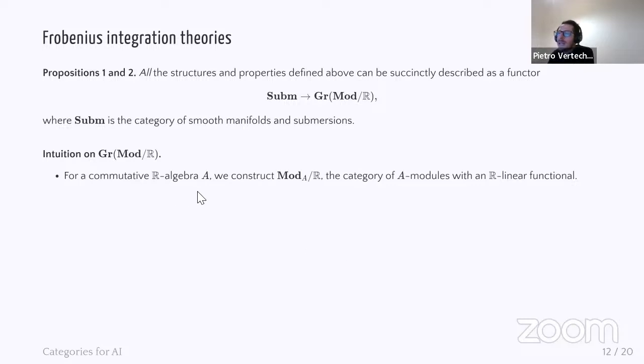And the key idea is that we start with a commutative algebra A, and from it we can construct a category Mod A over R, which is the category of A-modules equipped with a linear functional. And the intuition is that the algebra A are the smooth functions, the modules are the smooth densities, and the linear functional is the integral. And these categories actually form a functor, Mod over R, from the opposite of the category of commutative algebras to the category of categories.